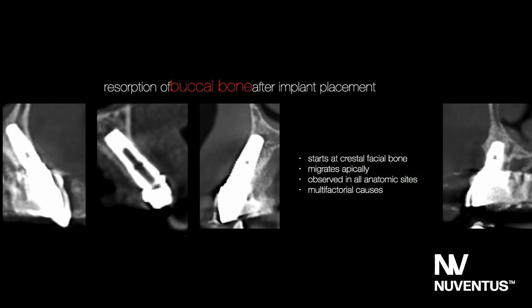And regardless of indication, meaning anatomic site, anterior, posterior, mandible, maxilla, it typically starts at the crestal facial bone loss. And then from there, it migrates apically. So if we take a CT scan of a patient treated 20 years ago and have to do some other implant somewhere else, and we look at our existing implant, a lot of them have bone loss on the buccal surface. And of course, there are a lot of factors that can cause this.